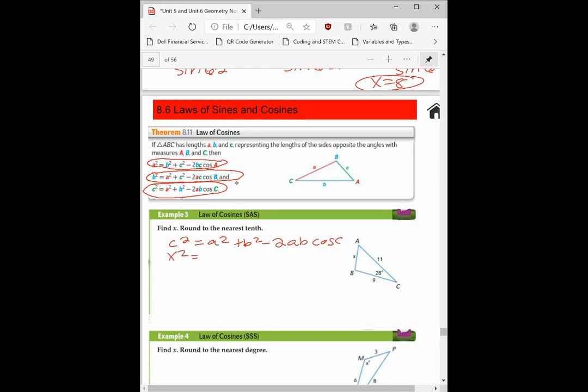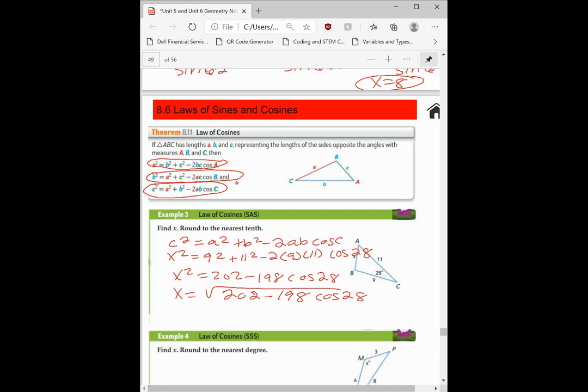So we have x squared is equal to 9 squared plus 11 squared minus 2 times 9 times 11 times cosine of 28. Okay? So if I simplify that, I get x squared is equal to 202 minus 198 cosine of 28. Then if I take the square root, I get the square root of all that. And if I plug that into my calculator, I get approximately 5.2.